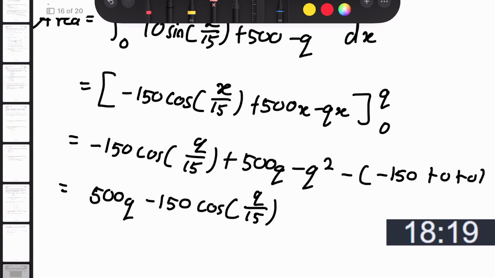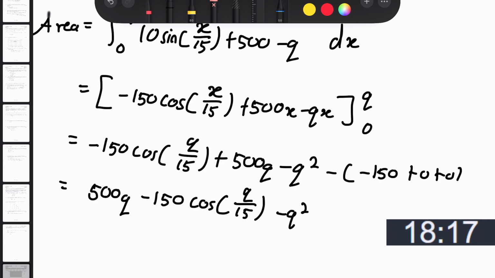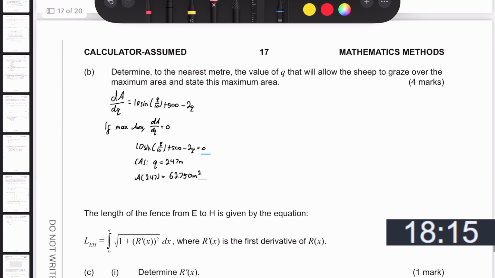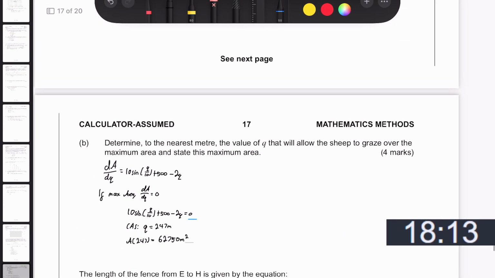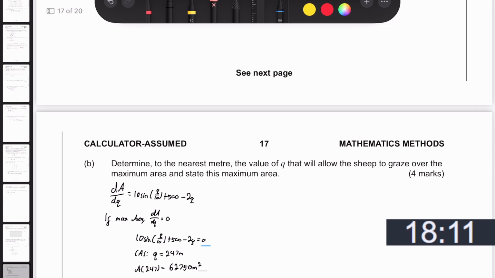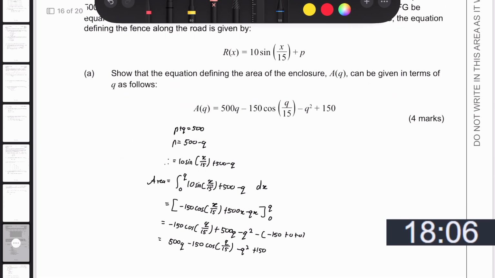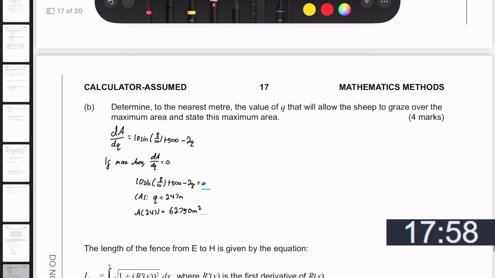Okay, minus q squared plus 150. Determine to the nearest meter the value of q that will allow the sheet to graze over the maximum area. So differentiating: 500x, 150 cosine of x divided by 15, minus x squared plus 150. This gives me that. So then I solve this equals 0.